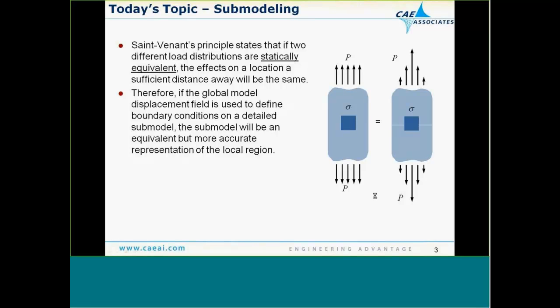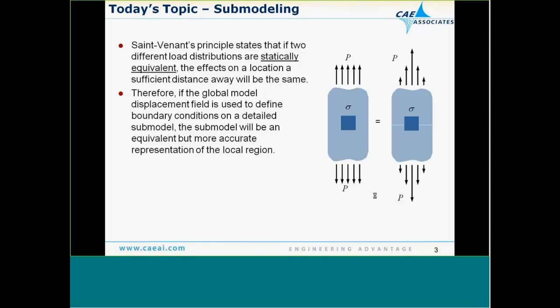Today we're going to be talking about submodeling. Submodeling is something that has been available to us as a tool in the Mechanical APDL environment for quite some time. It's based on St. Venant's principle that if you have two different load distributions that are statically equivalent, effects on a location a sufficient distance away from the load application area should be the same. So for our standpoints here, what we're talking about is a load distribution based on two different meshes. And if the area of interest between our two different meshes is far enough away from that region, we can be confident that we're going to be getting the same result.